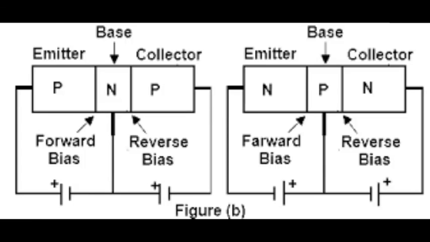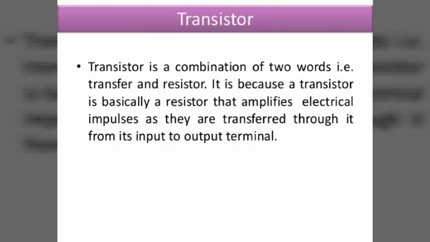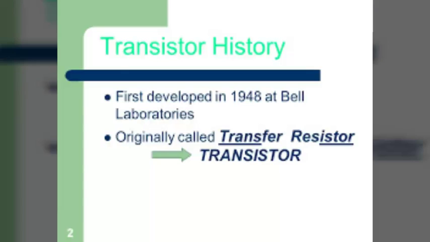The prefix trans means the signal transfer property of the device, while ISTOR classifies it as a solid element in the same general family with resistors. So, this is the reason why we call it transistor.